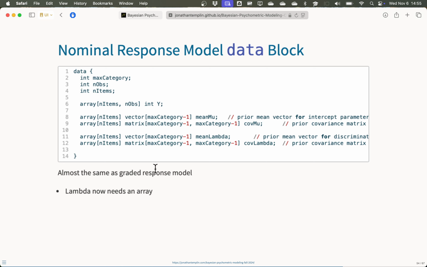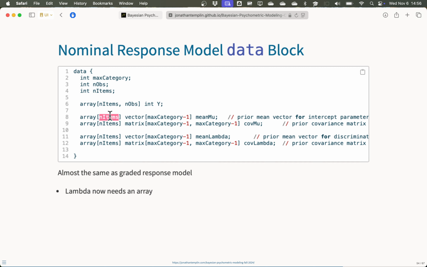All right, for the data step, as you would imagine, now we need multiple dimension arrays. Again, we have our imported max category. We have the number of items and number of observations here. We have a Y array, as we've seen before. Now, just like in the graded response model, where we had 4 thresholds, here I'm going to import a mean vector of 4 hyperparameter means for each mu, and a 4x4 covariance matrix for each hyperparameter covariance matrix for mu. But because each item has 4 mu's, we need to make this an array.